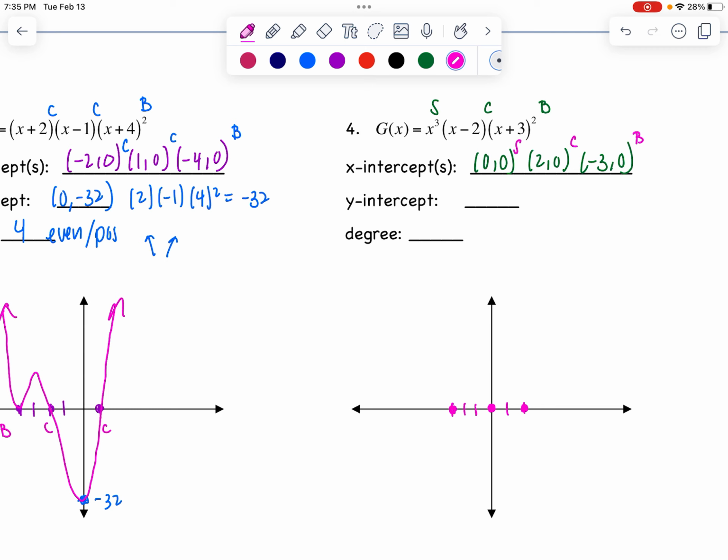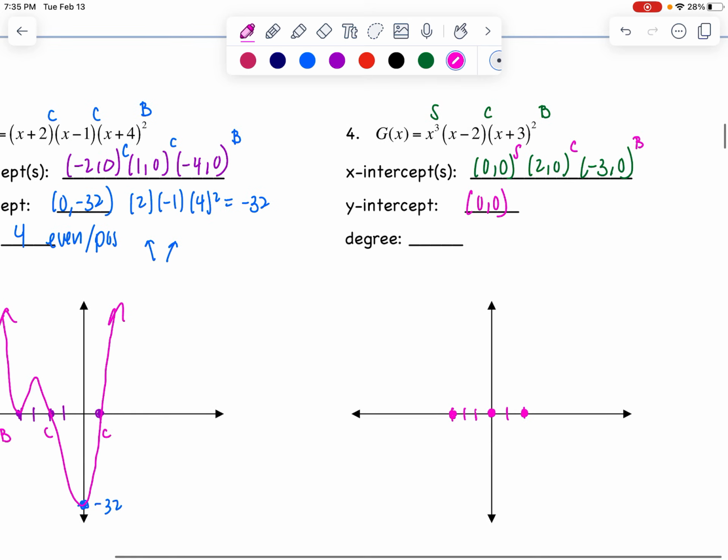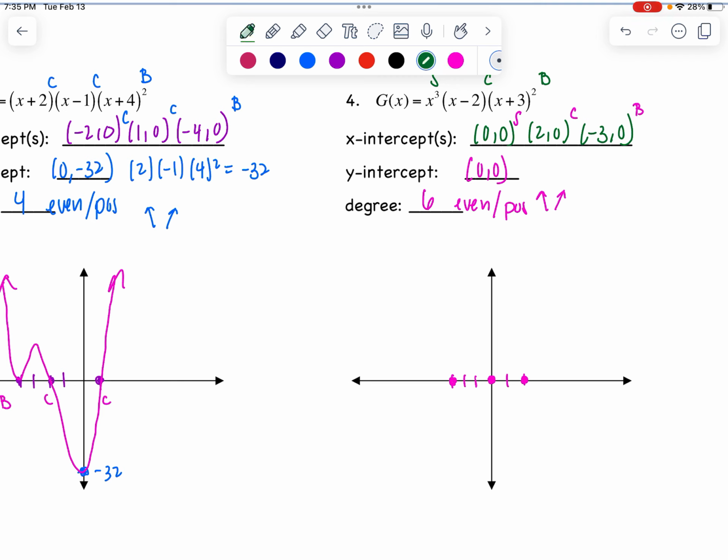Okay. Your y-intercept, again, just plugging it in. Looks like we're going to get 0, 0 as our y-intercept. If we add up all our exponents, we get 6, so it is even, and we do have a positive function, so our arrows are going upward. We are bouncing at -3. We have a squiggle at 0, 0, and then we have a cross at 2, 0.